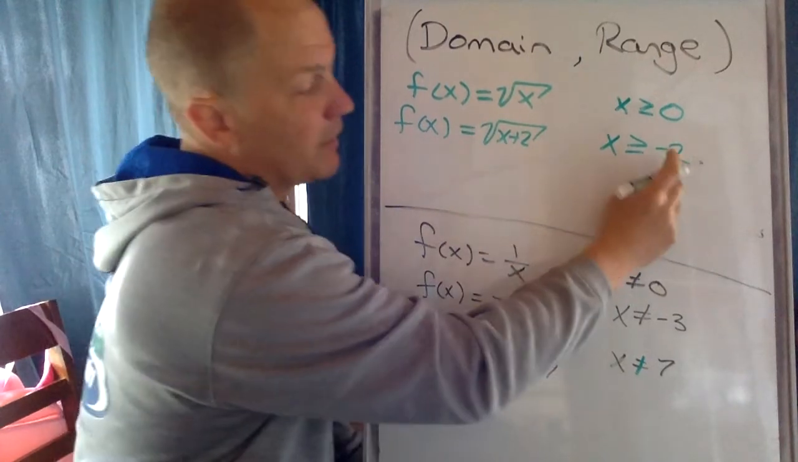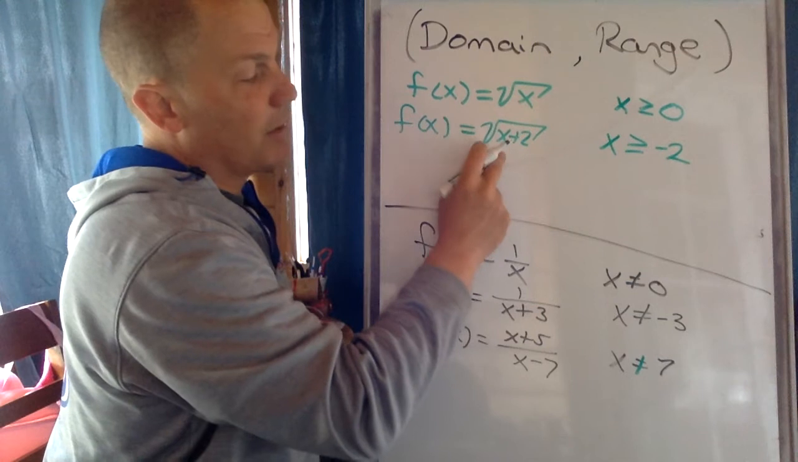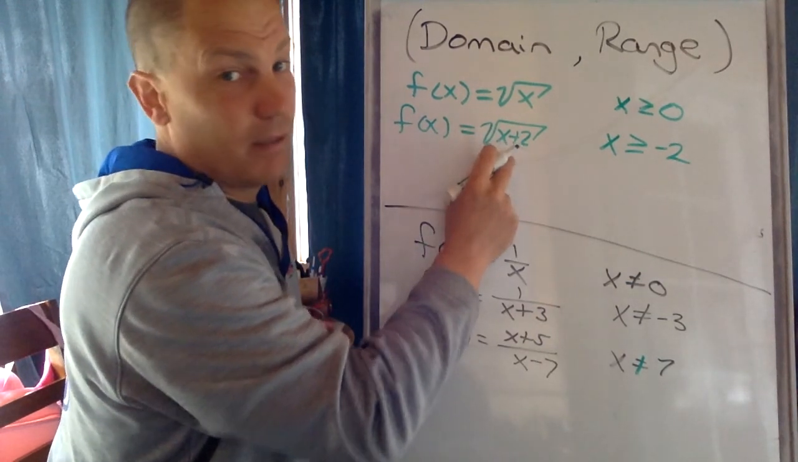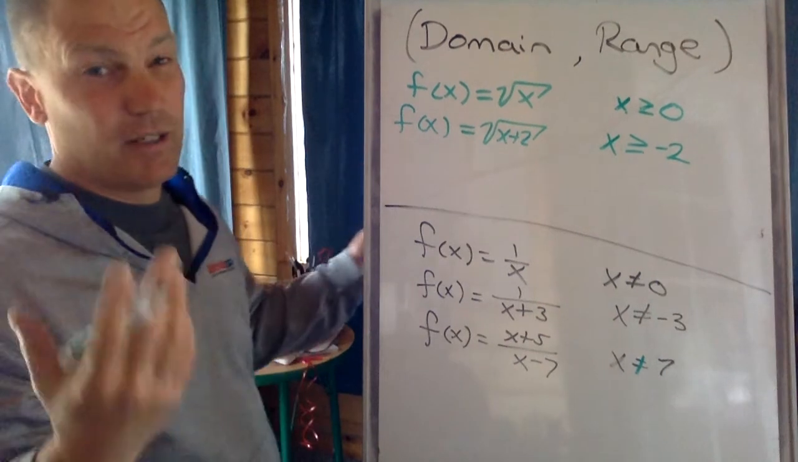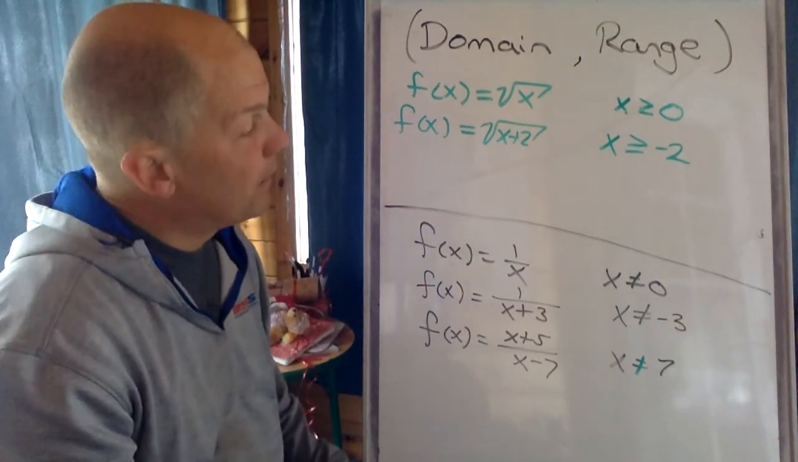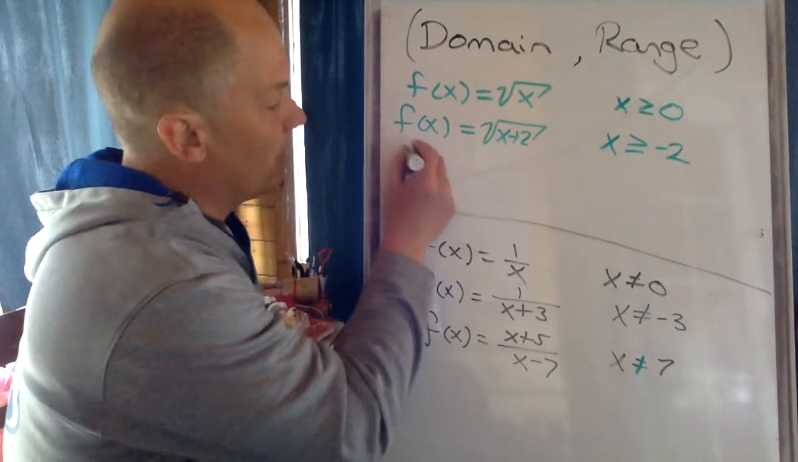But what about negative 3? Negative 3 would make negative 1 in here. Square root of negative 1, it's an imaginary number, so we're going to say that that does not exist. We're not going to do that. All right, let's do one more, and then we'll let this go.